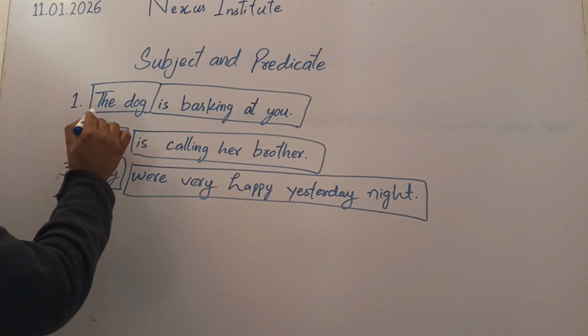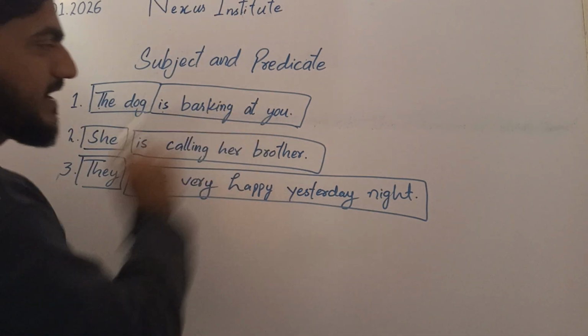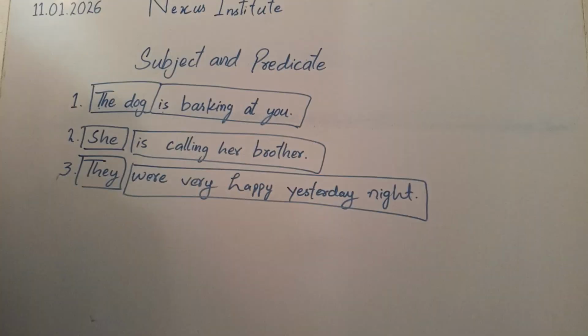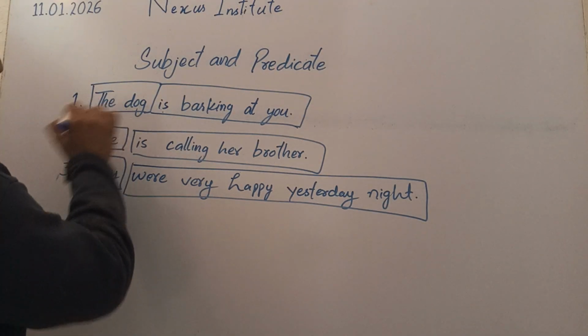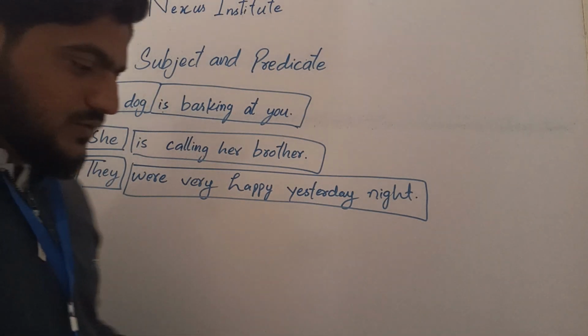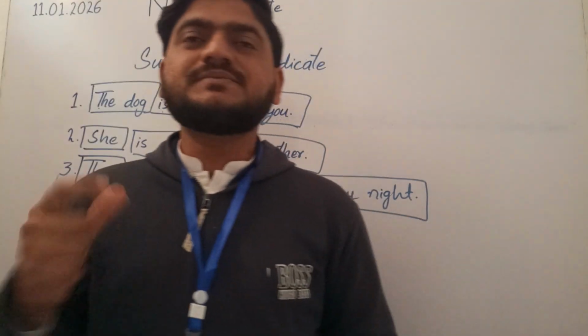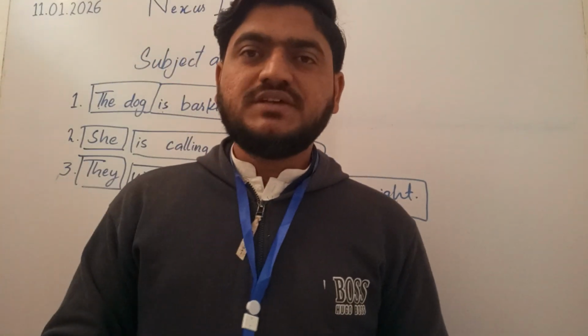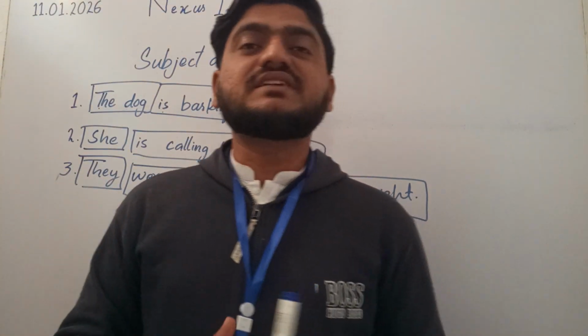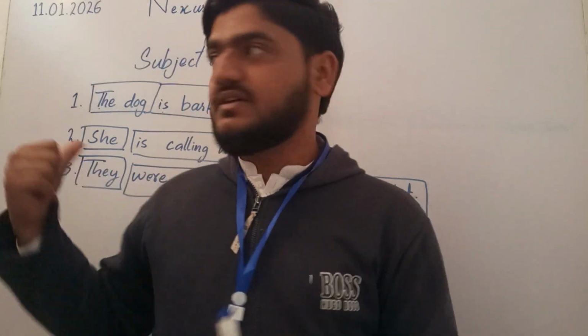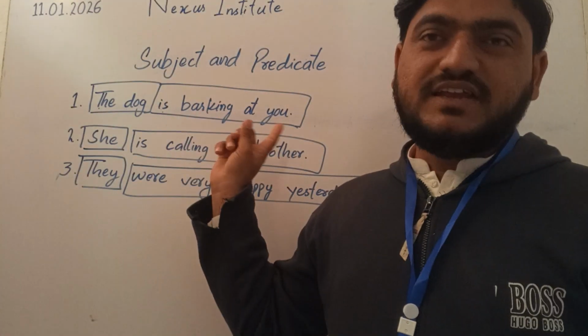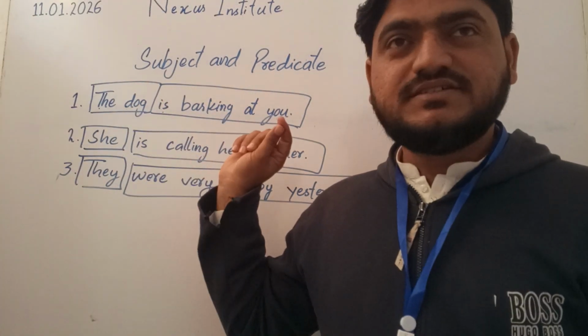The sentence: the dog is barking at you. The dog is a subject. Why is it the subject? Because it describes a noun or a pronoun. Subject is something which describes the doer of an action. Because here the dog is doing an action, that's why it is a subject.